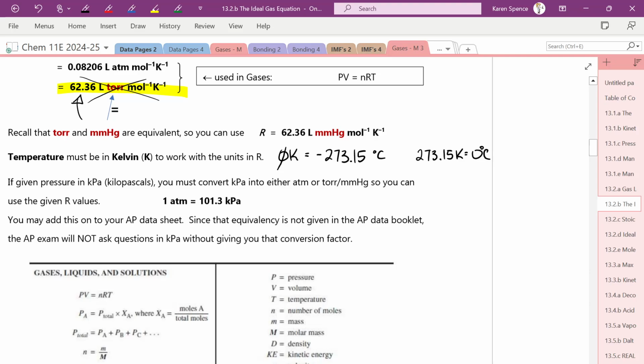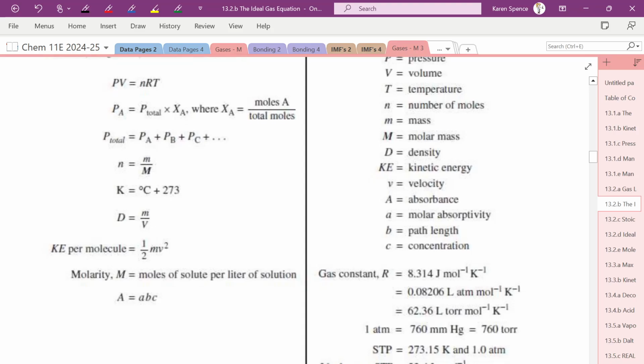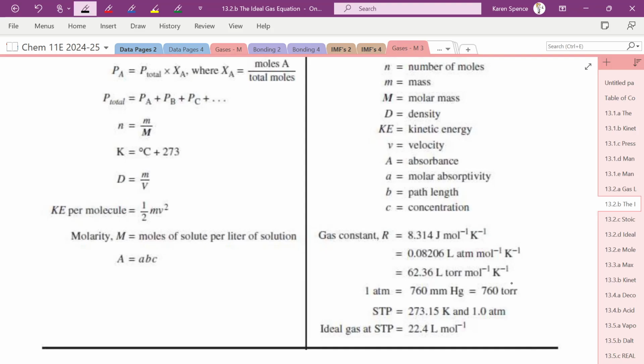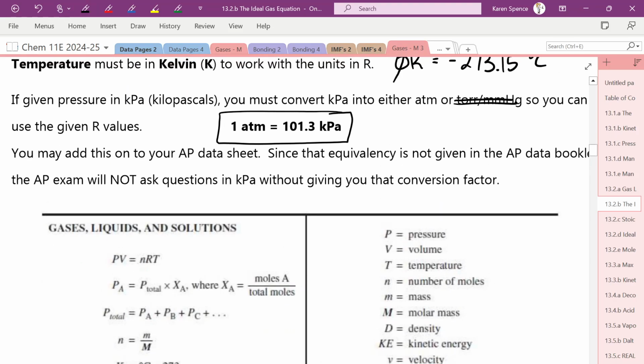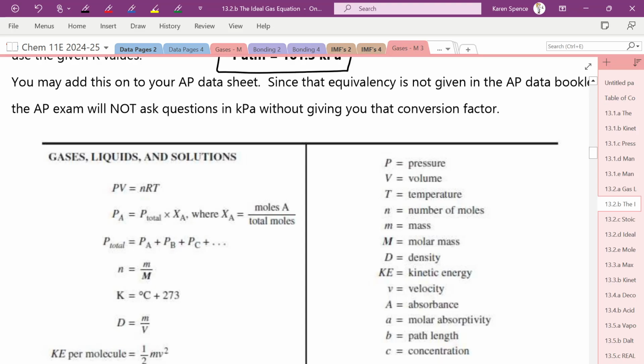If you are given a pressure in kilopascals, you must convert kilopascals either into atmospheres or torr, so you can use the given R values, but we're going to cross out torr because it's no longer in the data sheet. AP is not going to give you kilopascals, because it's not on their sheet. This is maybe a little out of date because I didn't update this particular page with the new thing. I have to go through and fix that, but that's okay.